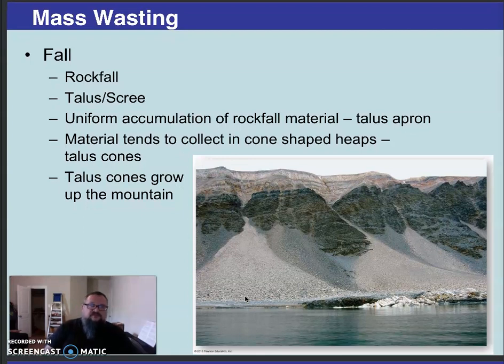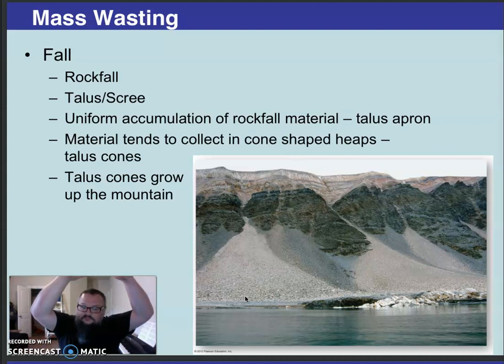So the first mass wasting event I want to talk about is the fastest, or one of the fastest, and it is just called fall. It's about the easiest name you could imagine. Fall happens when a weathered piece of rock, I'll let you guess, falls, right?